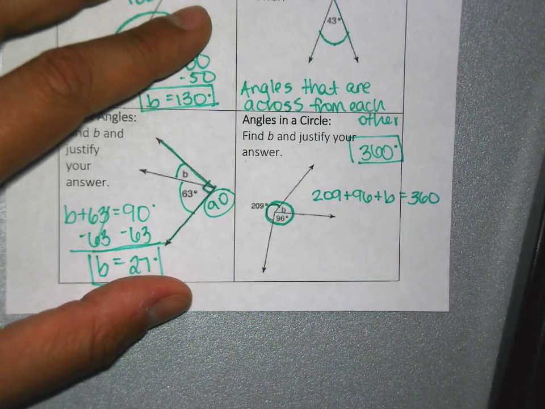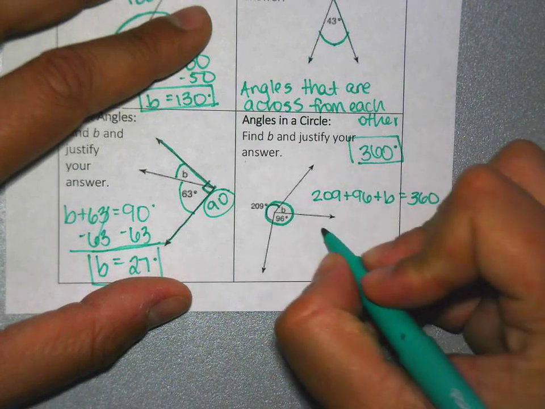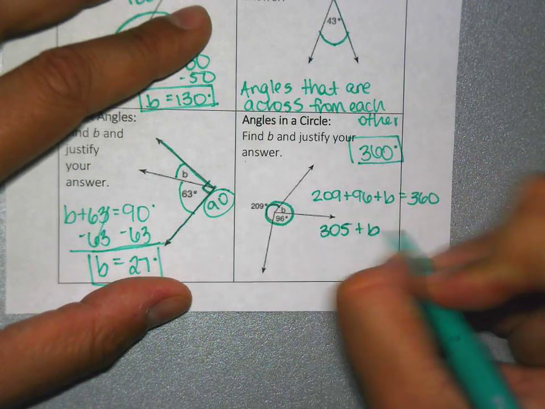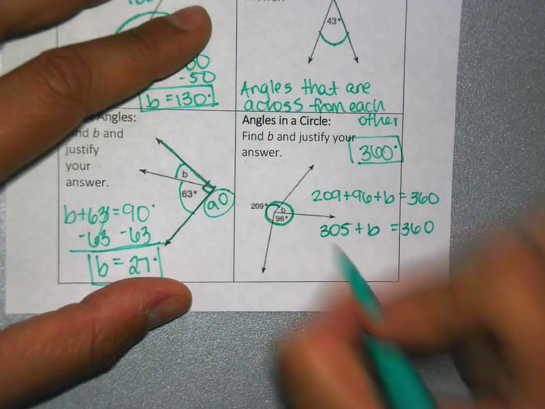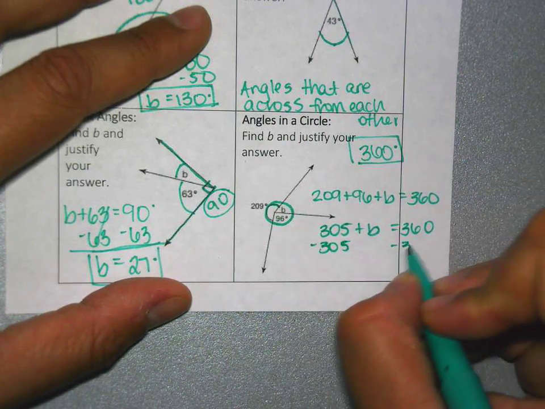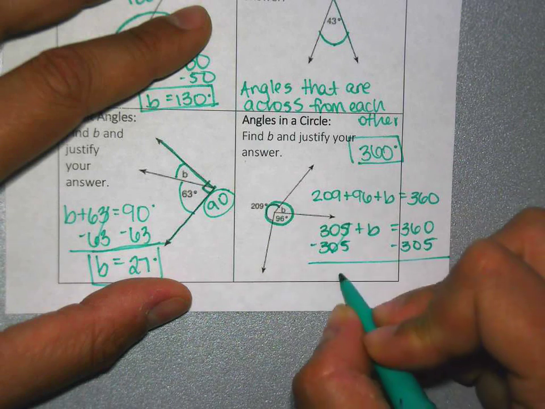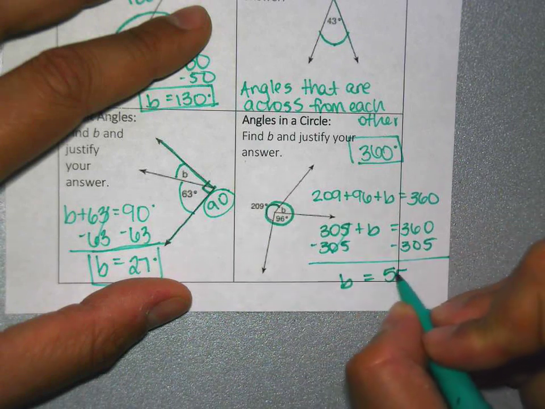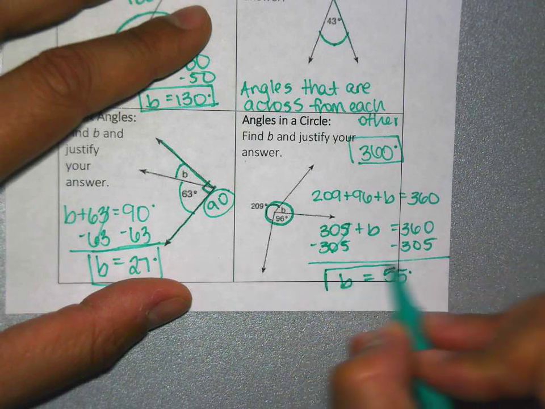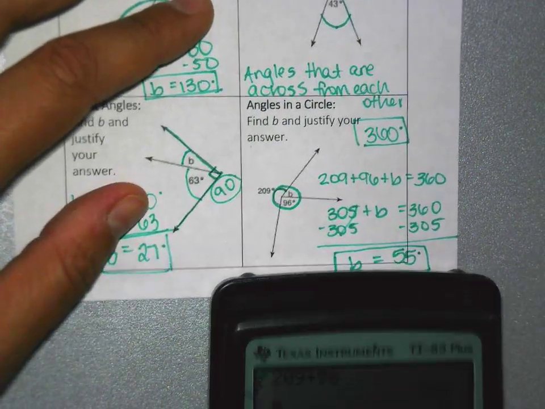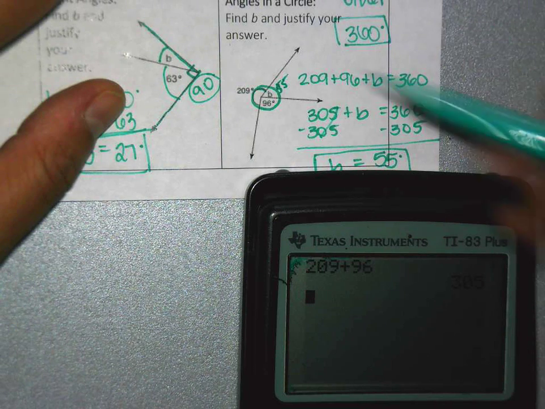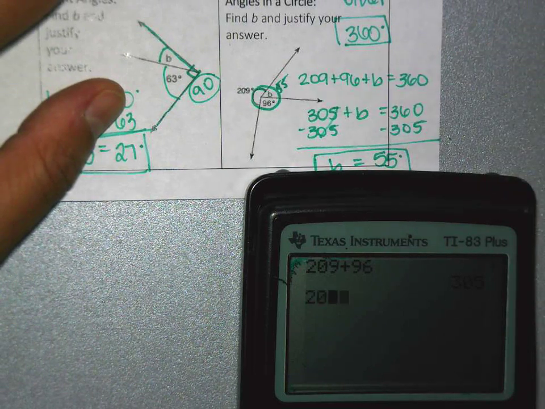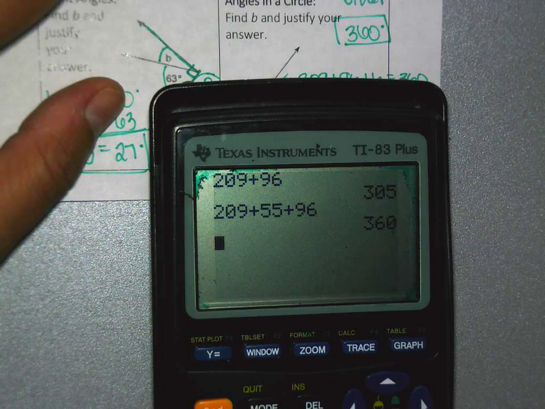On my calculator, I know that 209 plus 96 is 305. So that means 305 plus B equals 360. Subtracting 305 on both sides means that B would equal 55 degrees. So if we put that in the calculator, we'll see that, and we add them all up. So 209 plus 55 plus 96, those are the three angles, all add up to equal 360 degrees.